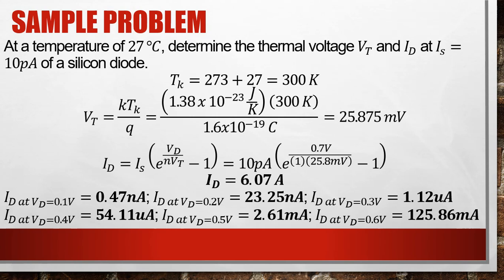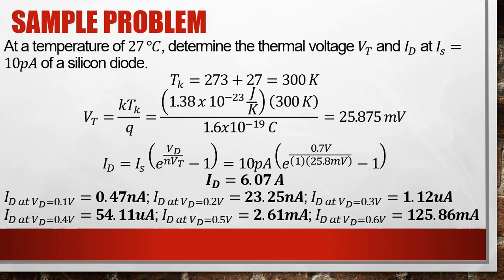So, habang pataas ng pataas yung applied forward voltage, pataas ng pataas yung forward current natin. And kapag na-reach na nga yung 0.7 volts, makikita natin yung diode current ay pumalo ng 6.07 ampere. Meaning, naka-on na yung ating diode. At kapag nilagay natin yan in a graph, in a characteristic curve form, makaka-form tayo ng graph ng characteristic curve ng diode.